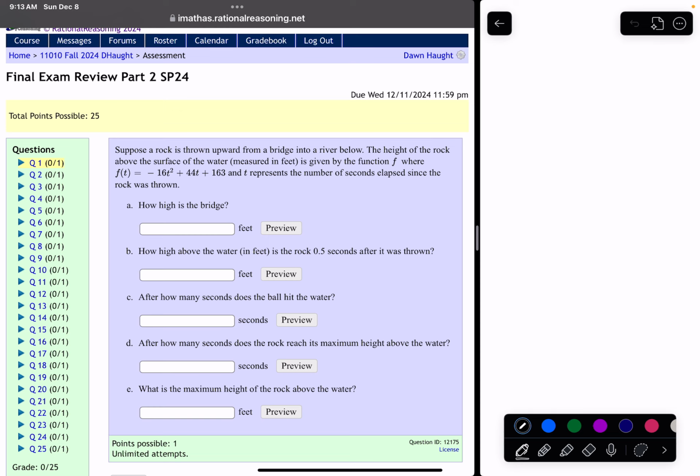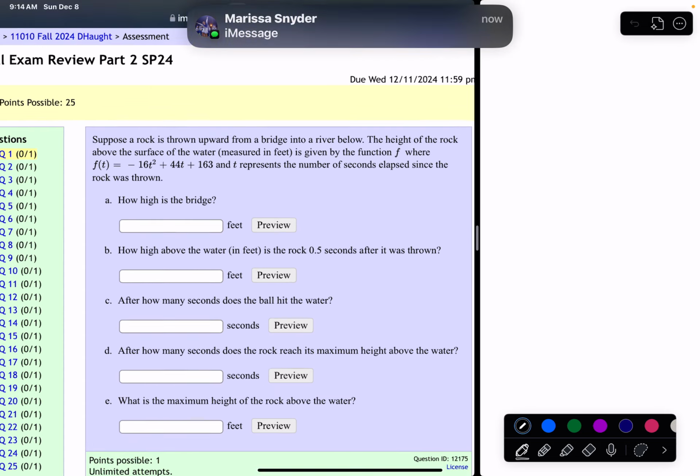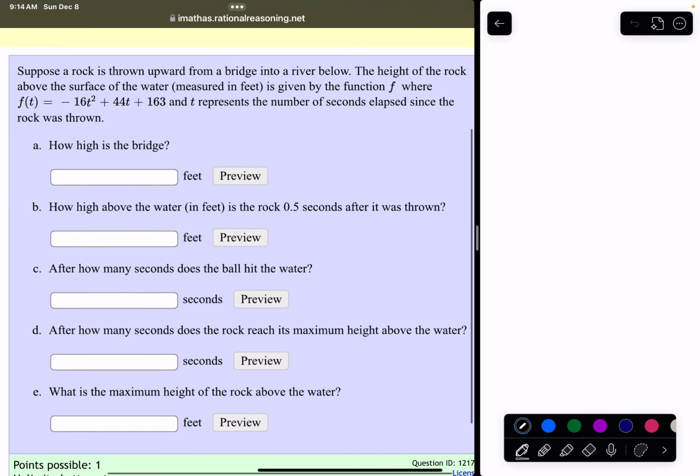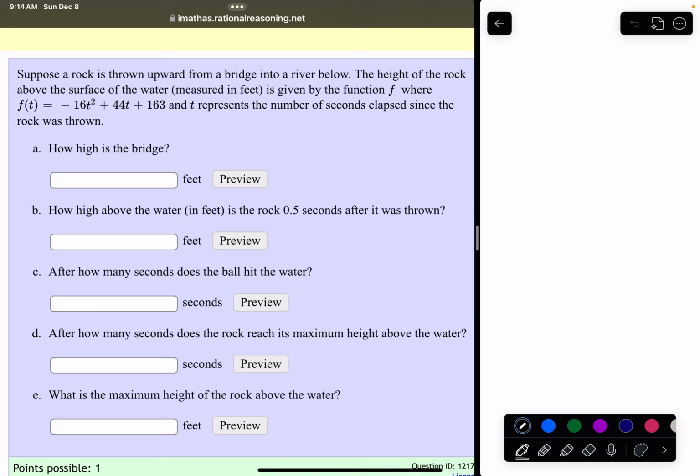Okay, it says, suppose a rock is thrown upward from a bridge into a river below. The height of the rock above the surface of the water is given by the function you see there. T is the number of seconds. So let's make ourselves a note that f of t is feet and that t is seconds.